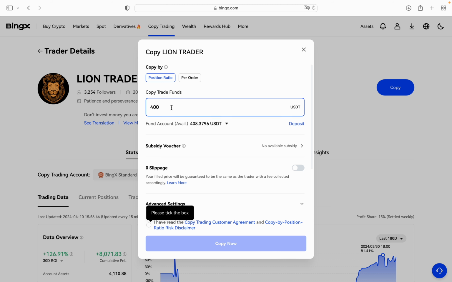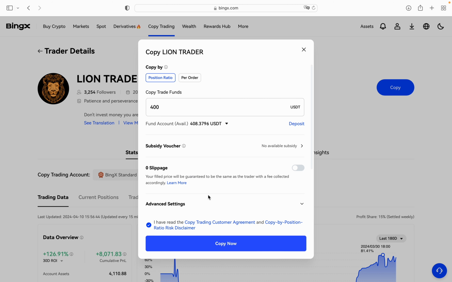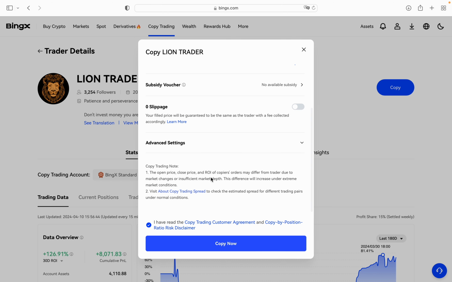And then of course you get the same results as the trader percentage wise. So copy trading by funds makes sense if you have a larger amount of money, like many $100 or $1,000. And if you want to copy the trader, you have to click on this circle right here, and you will get to advanced settings right here.